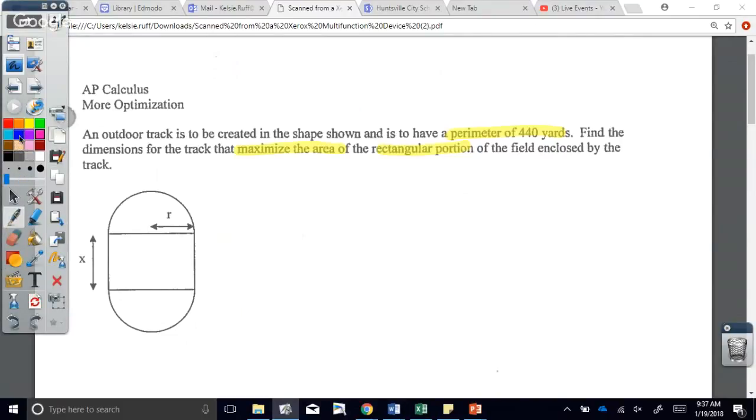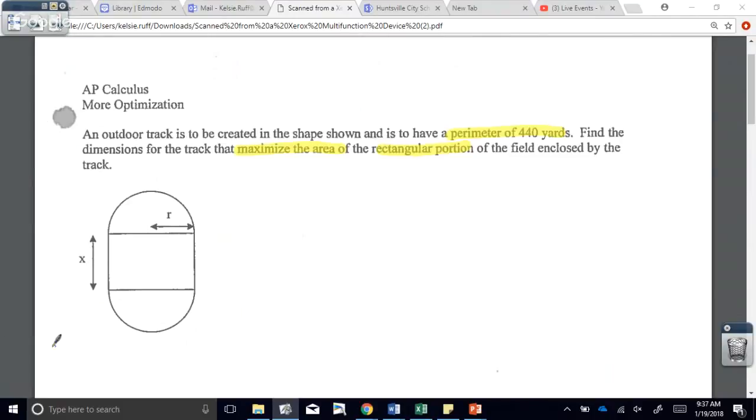So we're going to start writing what we know. Okay, first thing we know is the perimeter is equal to 440. We're going to write it in terms of x and y. So perimeter, I've got x and x, so we have 2x. And then we have the circumference of a circle with the radius r. If we put two semicircles together, right, we'll have a circle. So we have 2 pi r. Okay, there's my perimeter.